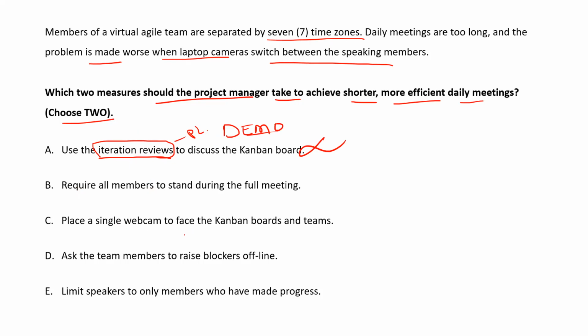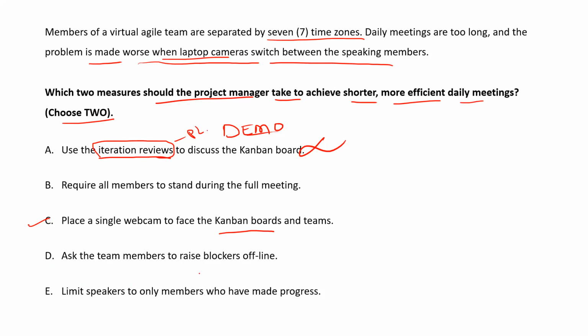Look, what is the problem? On the laptop cameras, they are switching when someone is speaking. So you are unable to focus on the board. So if I place the camera towards the Kanban board and let the team speak, I don't need your pictures. I need your voice. So yes, C is the right answer.